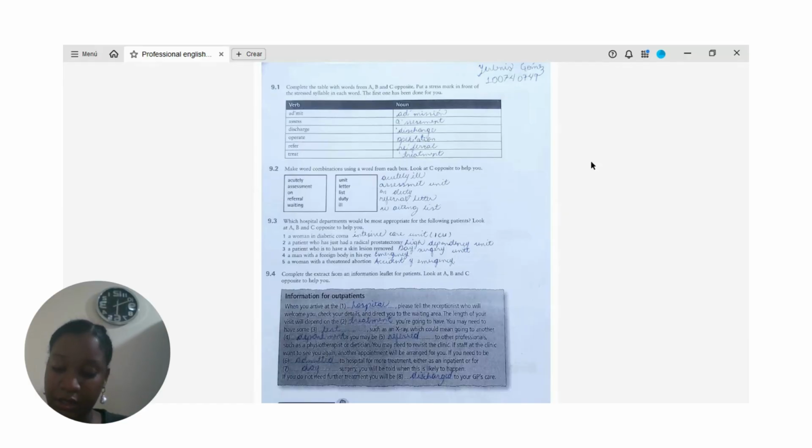If you need to be admitted to hospital for treatment, either as an inpatient or for day surgery, you will be told when this is likely to happen. If you don't need further treatment, you will be discharged to your GP's care.